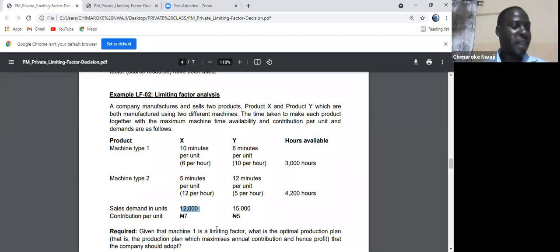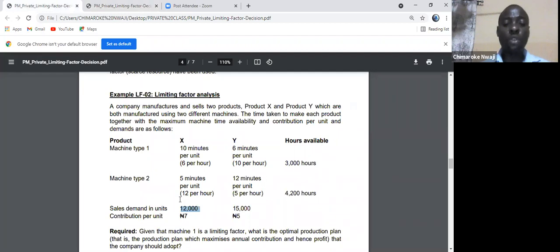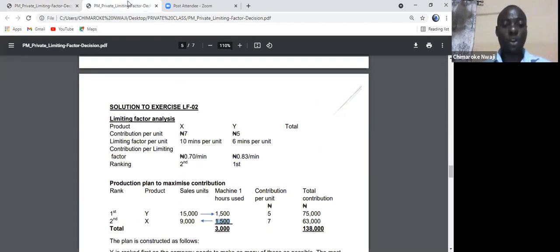10 divided by 60 will give you 0.1667. Multiply that by 12,000. It means here that you need 2,000 hours to make product X. But we have 1,005 available. It means that you can never do your 12,000 units using the 1,005 available. So you have to cut it down.